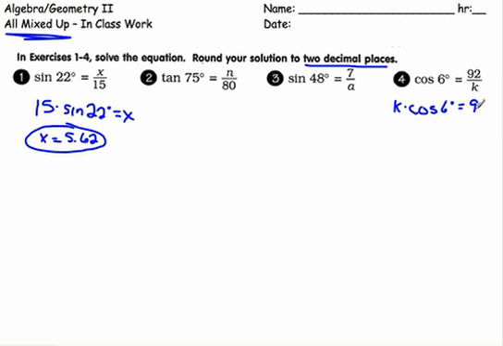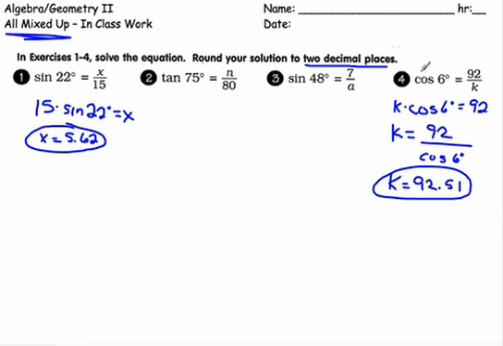Now we can't put that into our calculator because it doesn't just say k equals something. So what we need to do is divide both sides by the cosine of 6. So we'll have k equals 92 divided by the cosine of 6 degrees. We can put that in our calculator, and when we round it to 2 decimal places, we'll get k equal to 92.51. Okay, make sure that you're able to do these. Number 3 should be like number 4, and number 2 should just be like number 1.